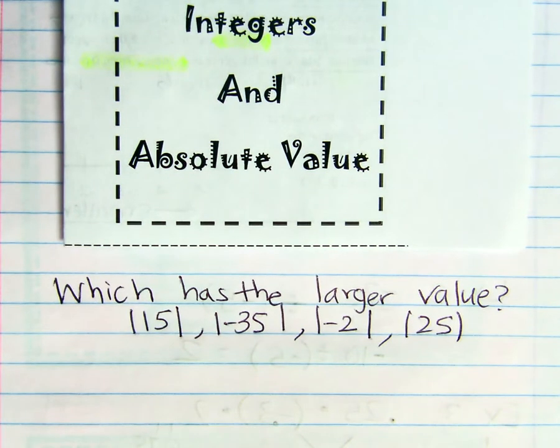Okay, so largest value. You guys see how they all have absolute value signs, right? When you take the absolute value, can that change the number? Yes, right? It's going to give you a different answer. So before we decide which one is larger, what do you think we need to do to each integer?